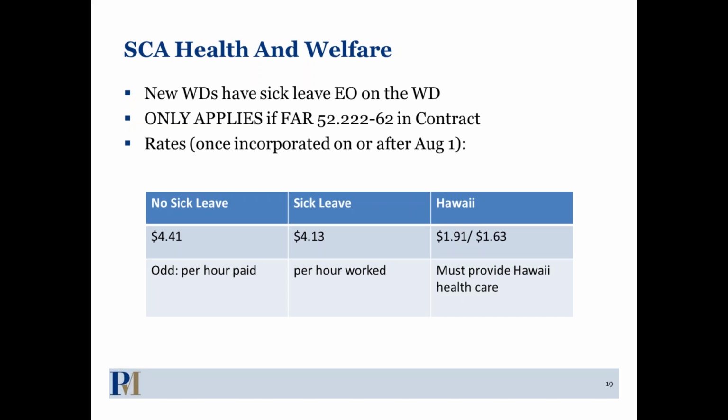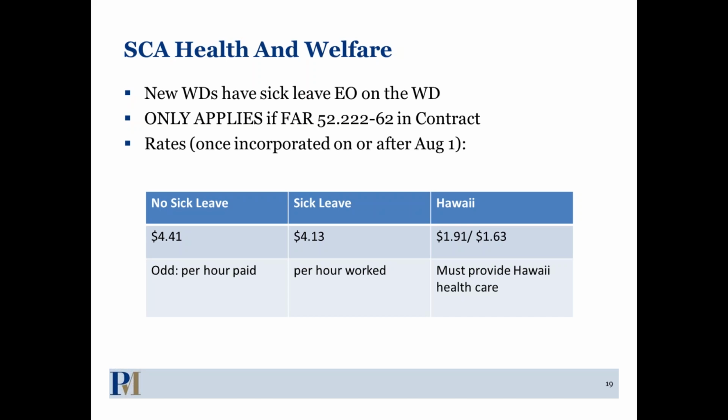A lot of the questions I'm getting with respect to this one is, well, we got a contract that had the old 4.27 H&W rate in the wage determination, and we have the -62 FAR clause in it. So it was early in the year that the contract was issued. So we were paying 4.27 and providing the 56 hours of sick leave, the 1 hour for every 30 hours worked. We get this new wage determination. It's incorporated into our contract. Now what do we do? Can I go back and pay the 4.13?